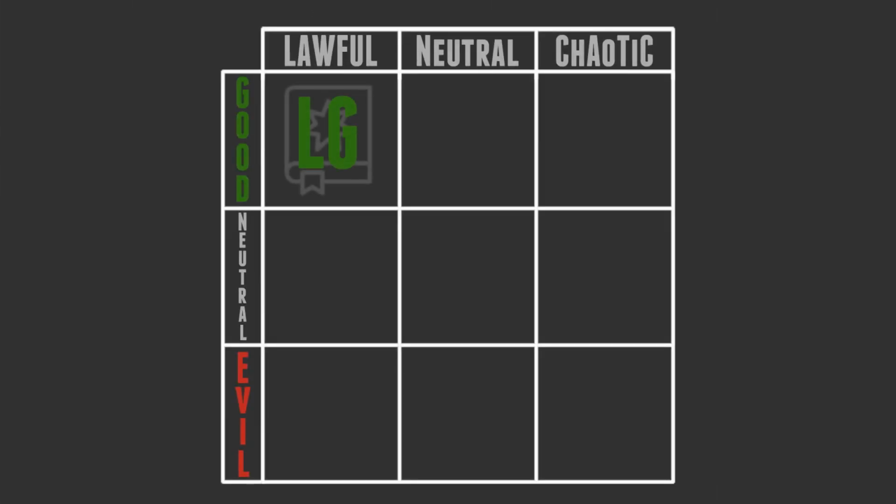Lawful good creatures will abide by society's laws and work towards the better for everyone. Neutral good creatures will do their best to help others in need to the best of their abilities. They will sometimes take risks to aid others. Chaotic good creatures follow their emotions and will try to help others, but will often bend societal norms and the laws of the land to achieve this.